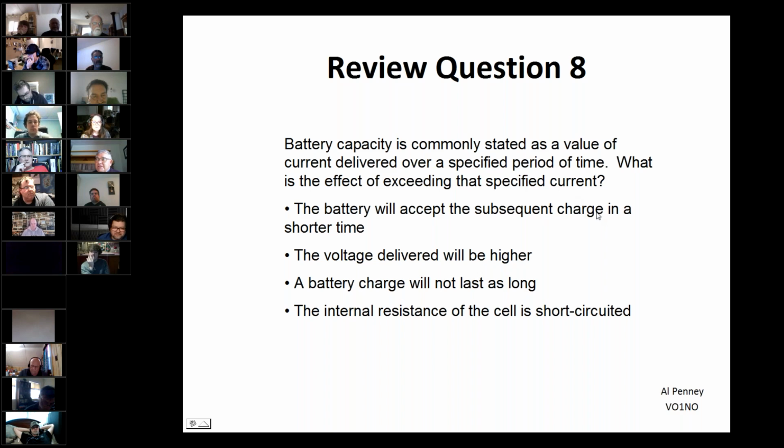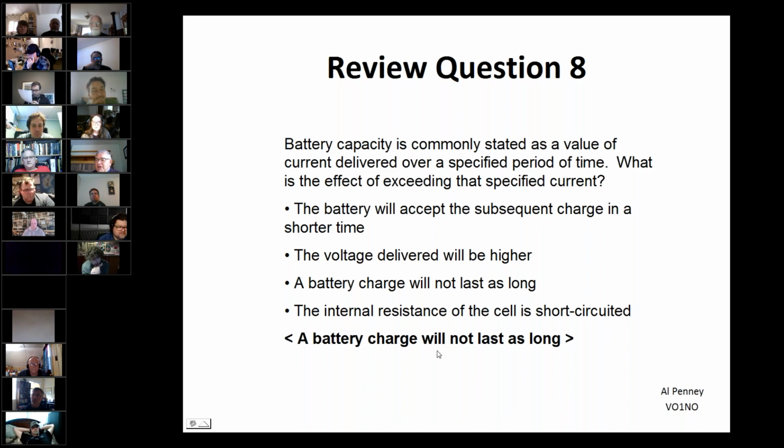Battery capacity is commonly stated as the value of current delivered over a specified period of time. What is the effect of exceeding that specified current? Now, I didn't go into this explicitly, but if you understand it, you should come up with the answer. I think most people got it. The battery charge will not last as long.